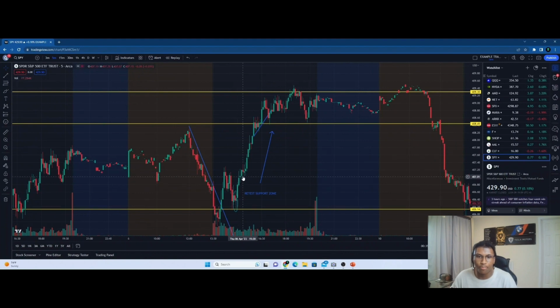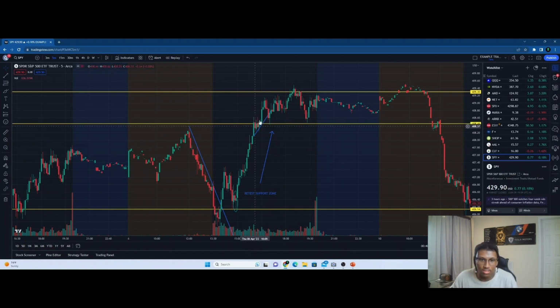This is almost a perfect textbook movement. So we're riding all the way up from 406 to 408. It's a 2-point move, 150, 200%, depending on your expiration and contract. That's good profit.